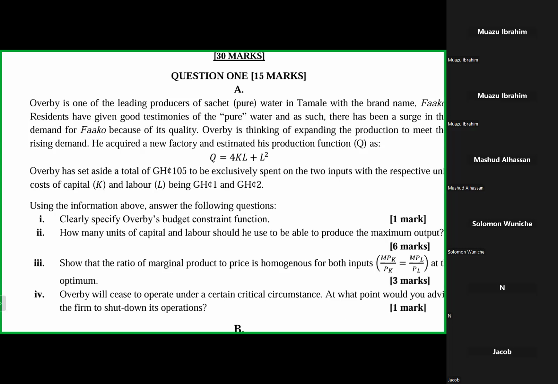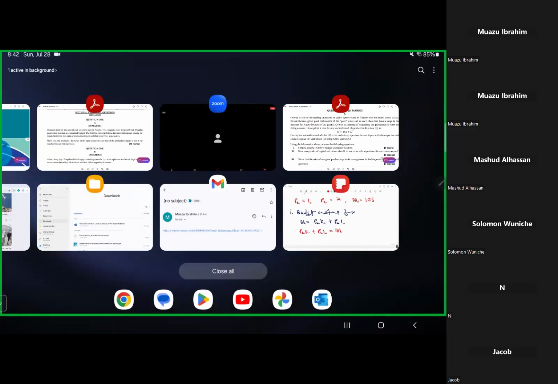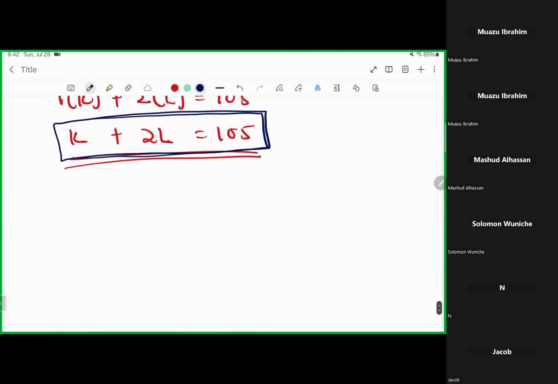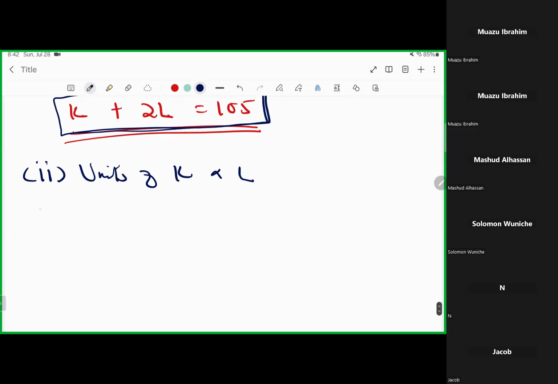Okay, now let's proceed. So let's look at the second part. The second part is talking about units of capital and then labor. So in this particular case, we are going to use the Lagrangian function, using the Lagrange multiplier.